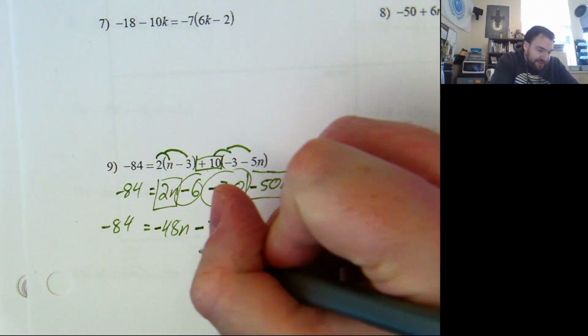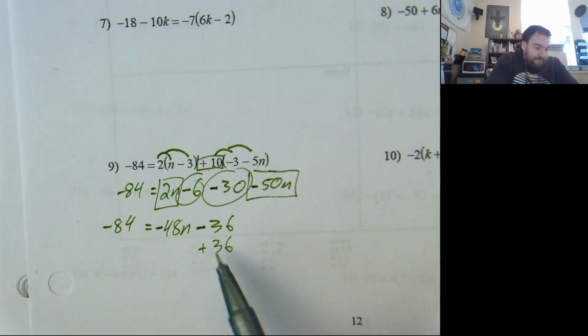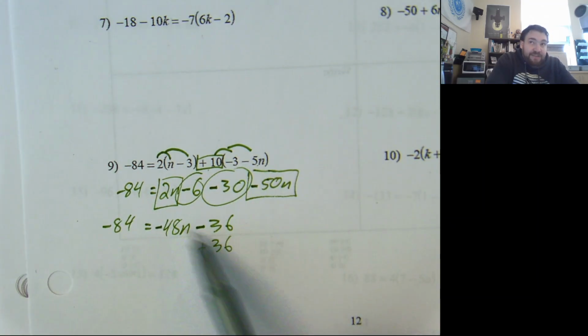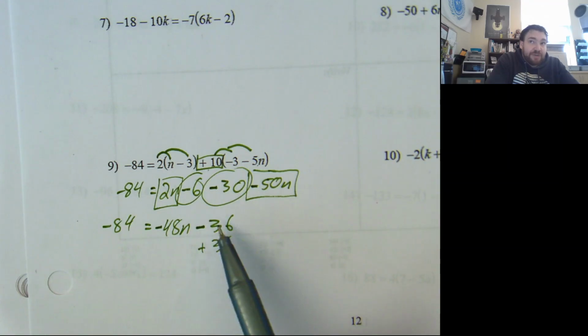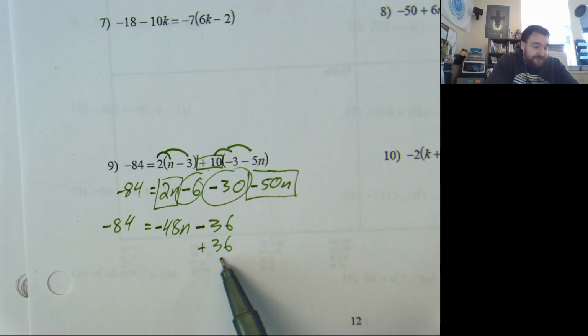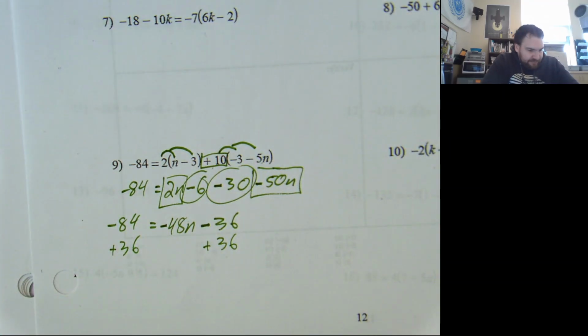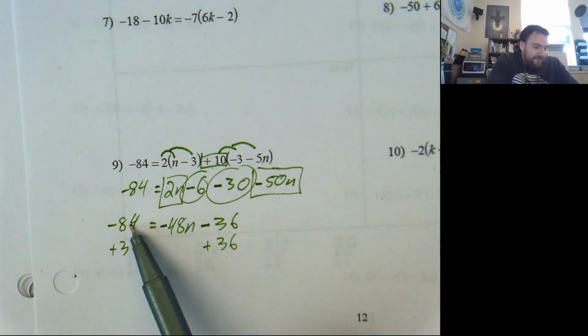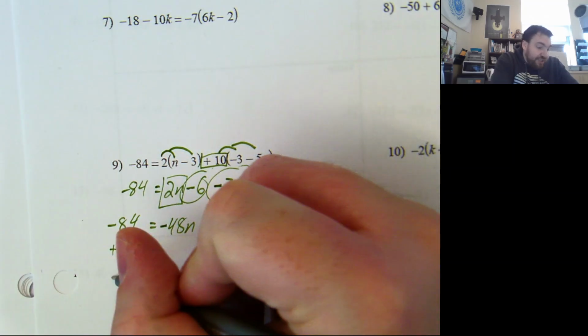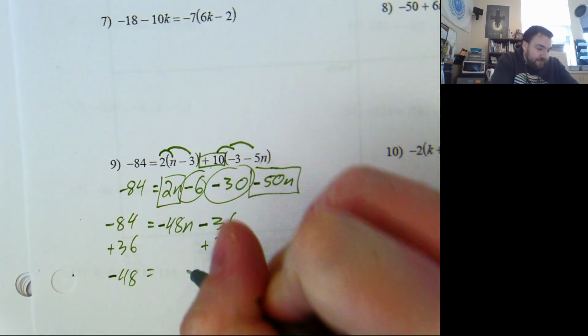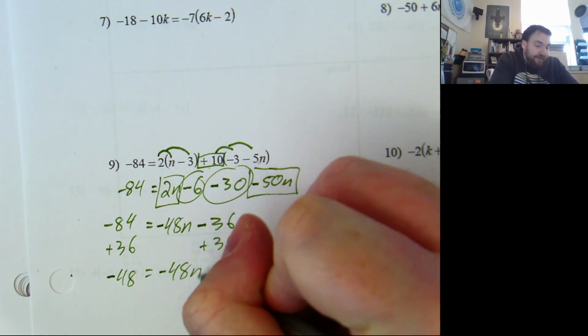I'm going to add 36 to both sides. It's negative over here, and these are being added and subtracted together. So to get rid of it on this side, I'm going to add 36 to both sides. Add 36 to this side. If you do that, negative 84 plus 36 should give you negative 48 equals negative 48n.